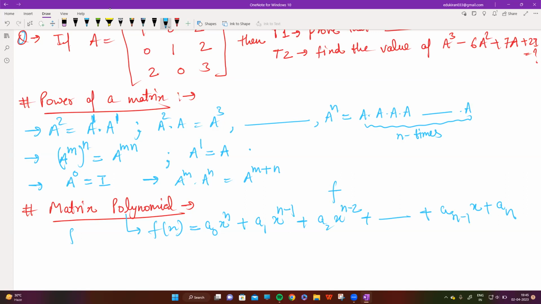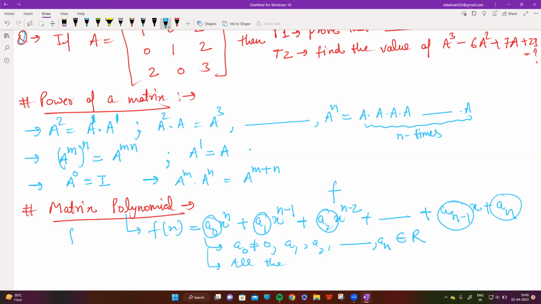Now, what do we mean by this? We have a0 not equal to 0. A0 cannot be equal to 0. And a1 and the rest, whatever these values are, these are coefficients, basically. These are real values. But there is one condition: the first coefficient, or the coefficient of the highest power, cannot be equal to zero, right? And all the powers of x must be non-negative integers. The power always has to be an integer.